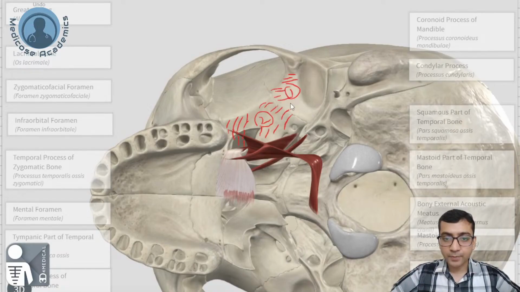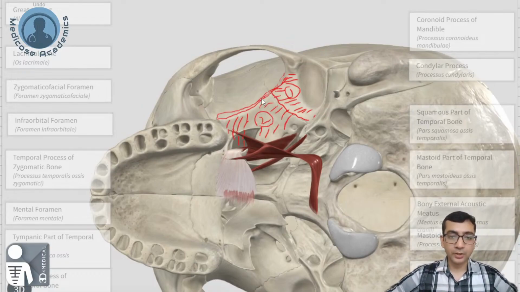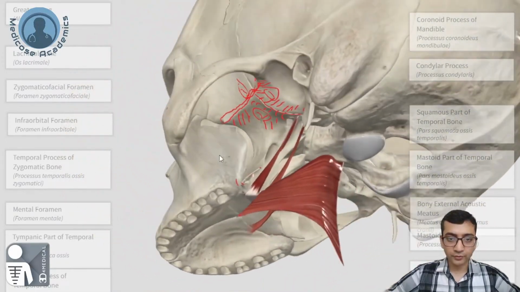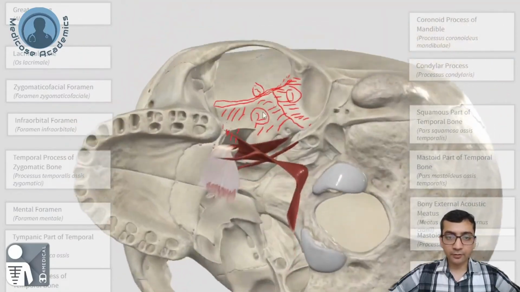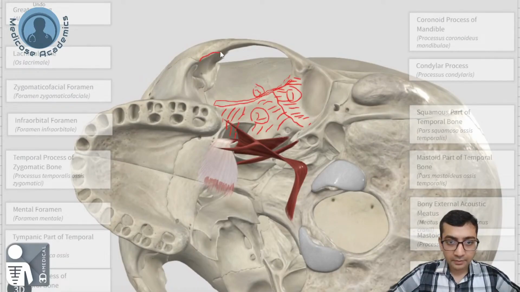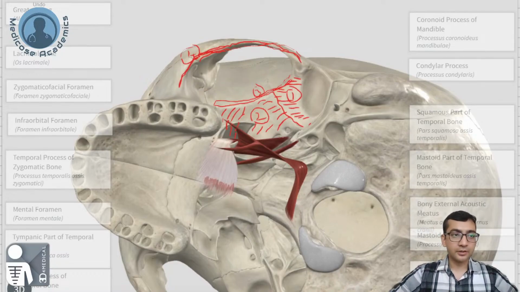This is the part of the temporal bone and the suture between them. Then at this margin here, this is the infratemporal crest, point number 3. Let's look at them. This is the roof of the infratemporal fossa, and lateral to them, the fourth point will be the zygomatic arch.